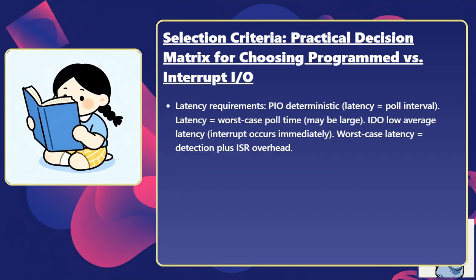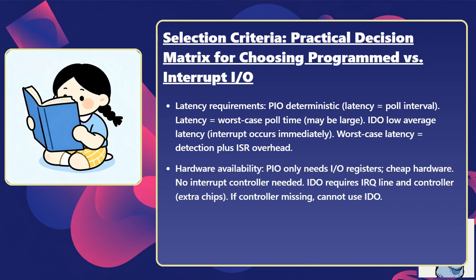Latency requirements. PIO is deterministic, latency equals poll interval. Worst-case latency equals worst-case poll time, which may be large. IDO has low average latency, as the interrupt occurs immediately. Worst-case latency equals detection plus ISR overhead. Hardware availability. PIO only needs I/O registers, cheap hardware, no interrupt controller needed. IDO requires an IRQ line and controller, extra chips. If the controller is missing, you cannot use IDO.